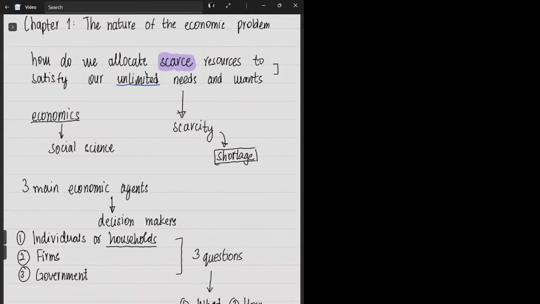Then firms and individuals produce goods in the private sector of the economy, and the government produces goods and services in the public sector. That means we have two sectors. So we have the public and we have the private. In the public sector, governments produce goods and services, and the private is where we have firms and households. This is where they produce their goods and services.